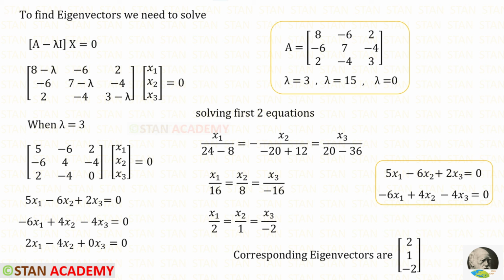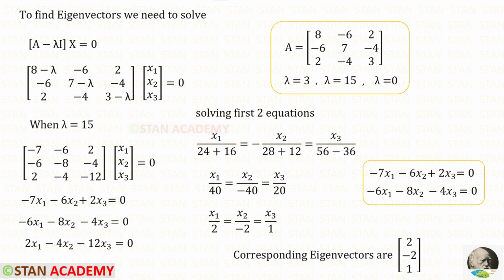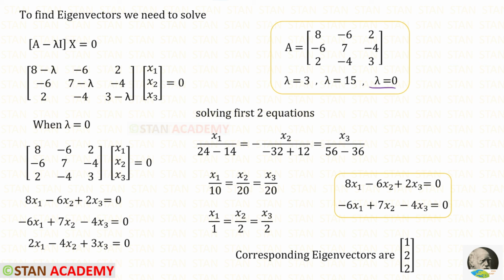First for lambda we have to apply 3. We can take these two equations and then solve them. In this way we will get corresponding eigenvectors. Then for lambda we have to apply 15. We can take these two equations and then solve so that we will get the eigenvectors. Finally for lambda we have to apply 0. Using these two we can solve. For the eigenvectors we will get these.